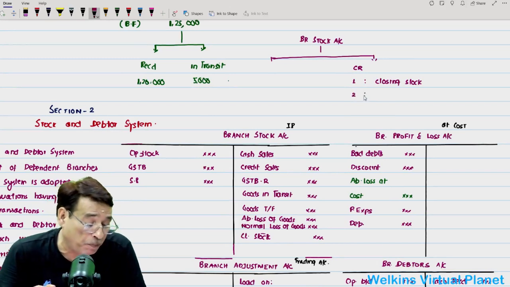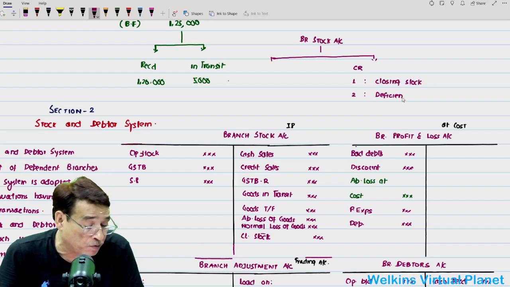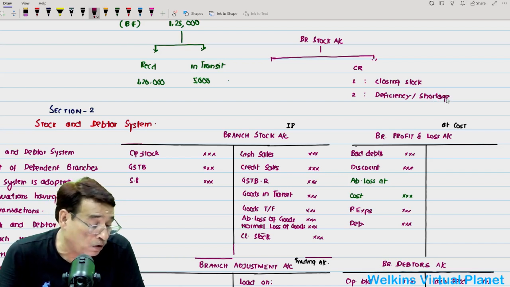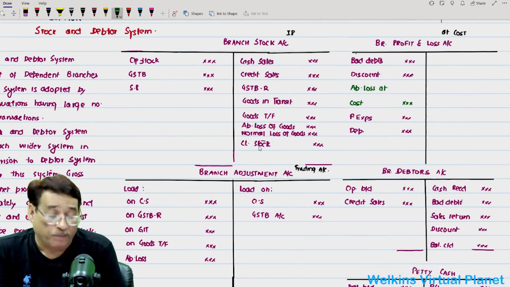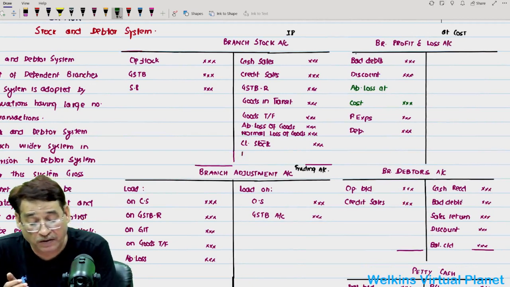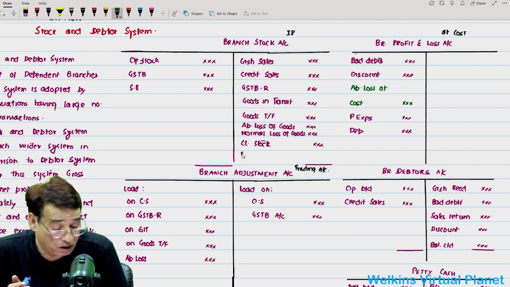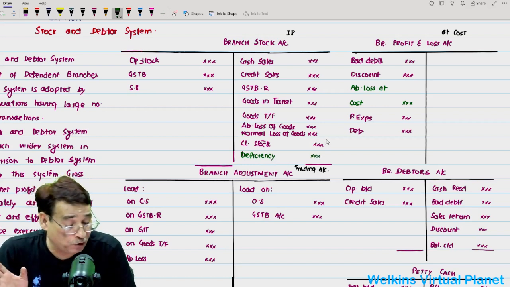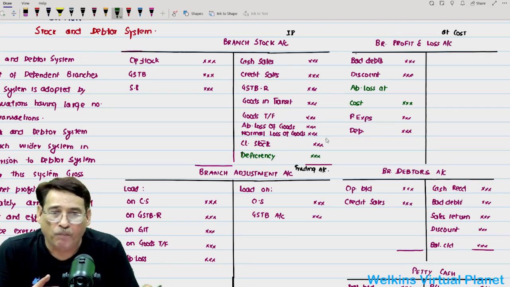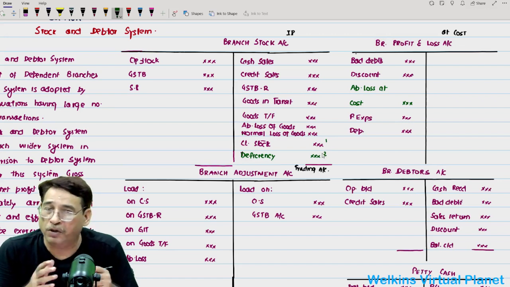So your second preference should be to consider the balancing figure as deficiency. We call it deficiency and there are many other names. It is also known as shortage, deficiency or shortage. For example, if I balance this account and I get the balancing figure towards this side, then I will consider it as deficiency. Are you getting my point or not? However, your first preference should always be to closing stock, but closing stock more or less will always be given. So as a second preference, you are going to take it as deficiency.